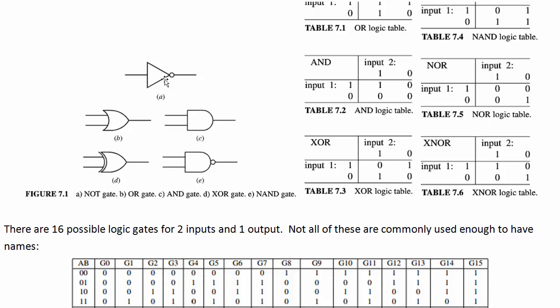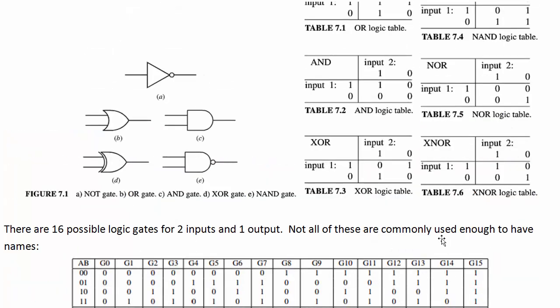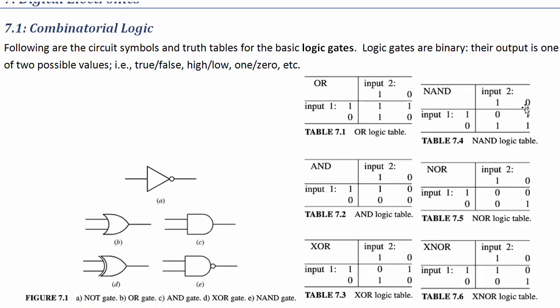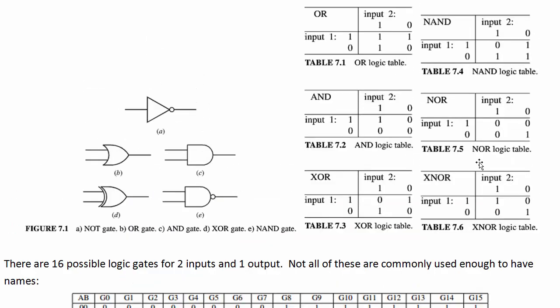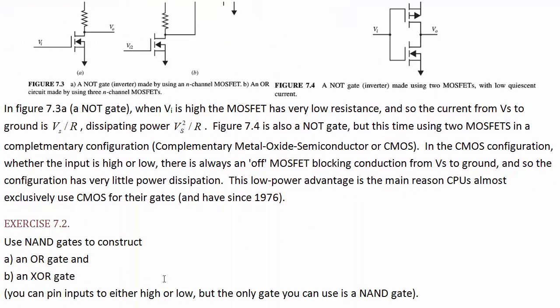So for instance, how do you make a NOT gate out of a NAND gate? Well, all you do is you take one of the pins and you wire it to high. Let's consider how that works. If input 2 is always a 1, so that's this column right here, then you can see the output is going to be the opposite of whatever input 1 is. So it's NOT input 1 as long as input 2 is high. And that's how you can use a NAND gate to make a NOT gate. You can also use a NAND gate to implement all of these other gates. So let's give that a shot. Let's try to use a NAND gate to make an OR gate and then an XOR gate.